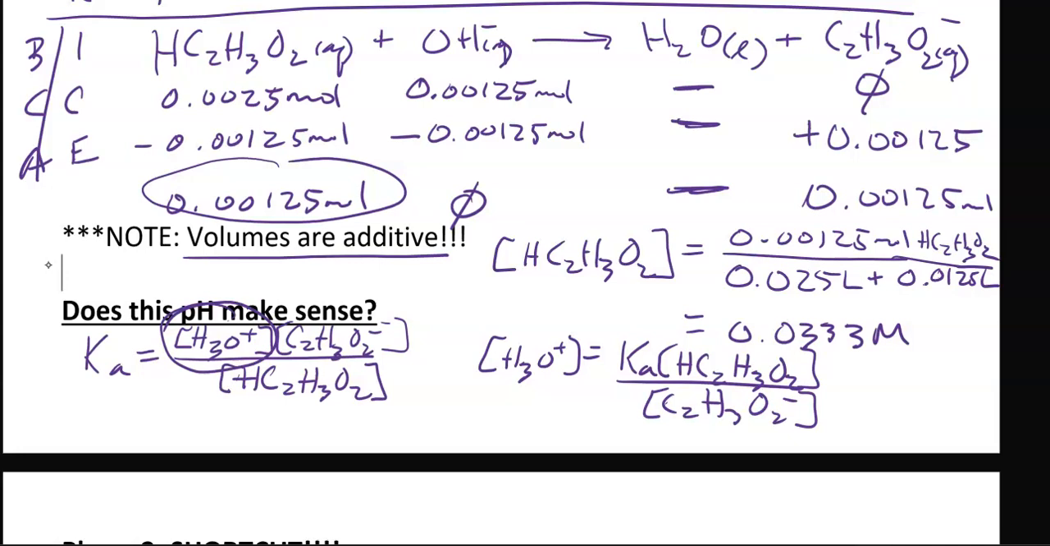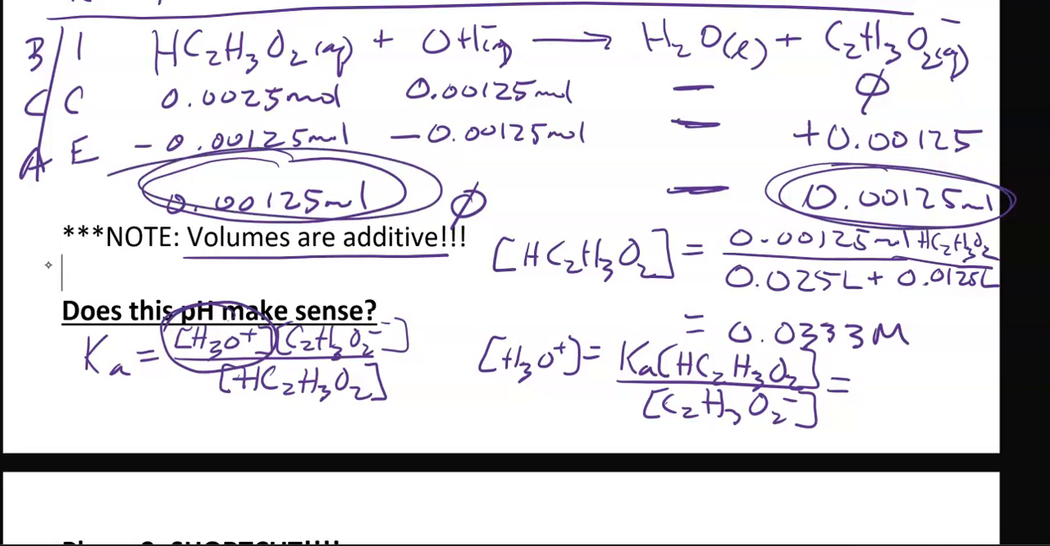What's going on at this point? Well, if you look really carefully, did you notice that our moles of our conjugate base and our moles of our acetic acid are the same? So since they're the same, in this particular instance, they're exactly equal, then my hydronium concentration is equal to my Ka. What an interesting little shortcut there.